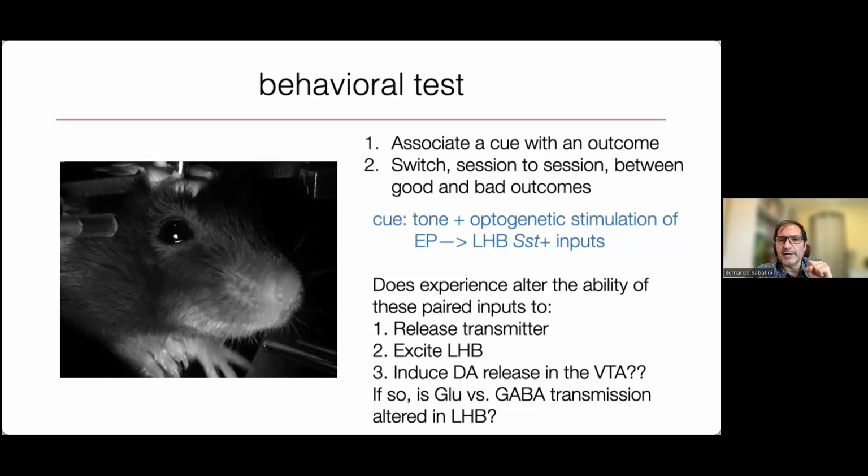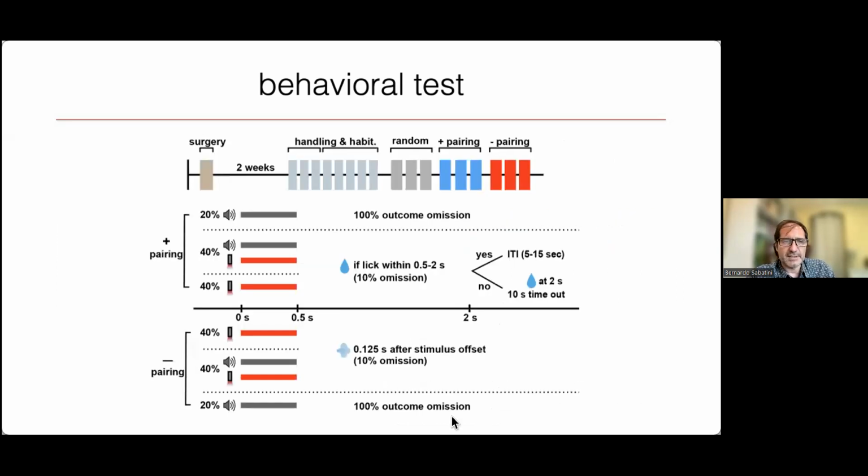And is that altered by experience? So does experience alter the ability of activating these inputs on releasing neurotransmitter in the habenula, exciting the habenula, inducing dopamine release in the VTA, and altering GABA glutamate transmission in the slice?